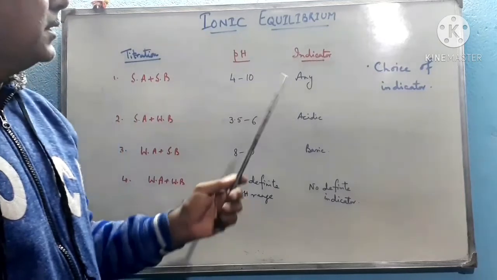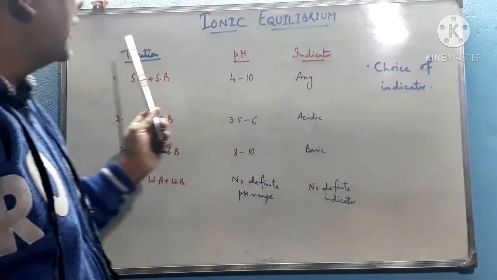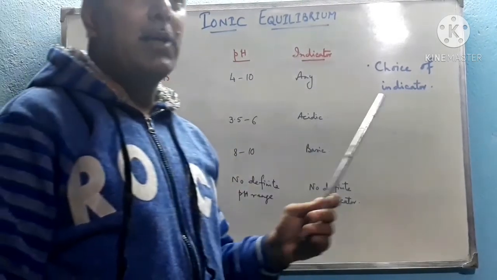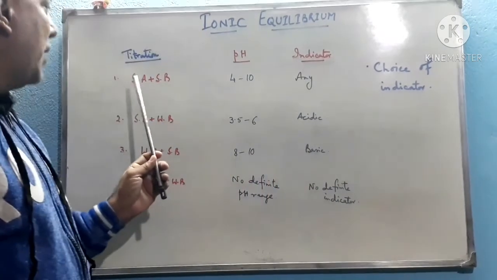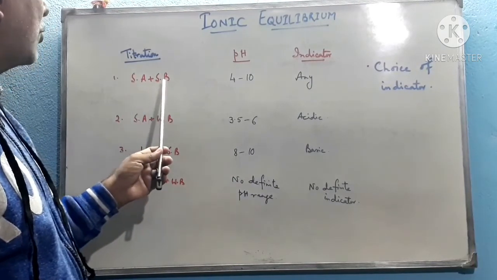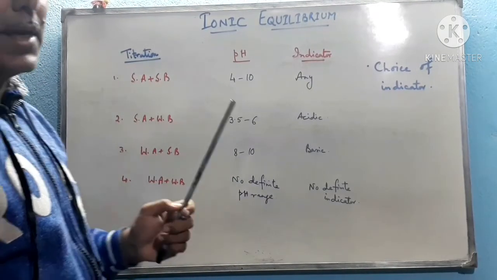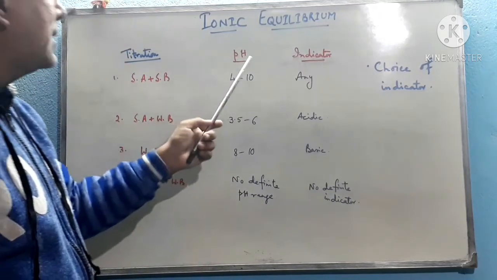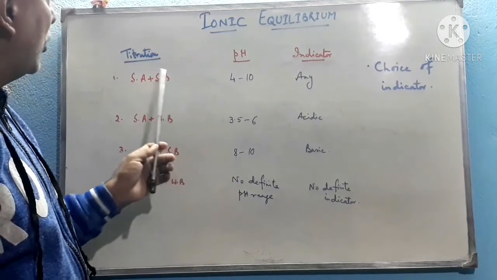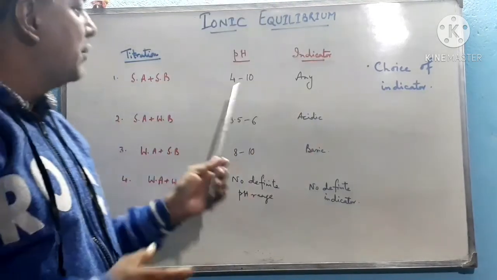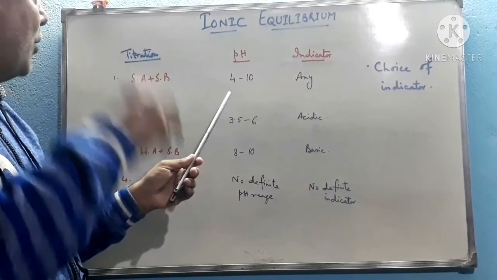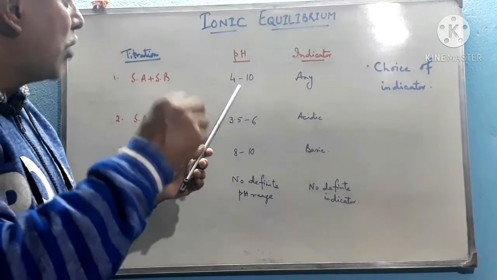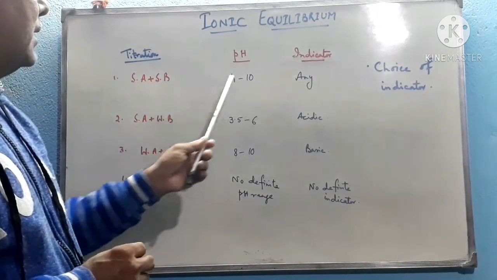Now I am discussing the choice of indicator regarding the titrations of acid and base. In an acid-base titration, we need an indicator to indicate the endpoint of the reaction. First, using strong acid and strong base, like HCl and NaOH. If such a titration occurs, then the pH range becomes 4 to 10. Whenever the solution is acidic, it is about 4, and when we add strong base dropwise, at the neutral point pH becomes 7, and with one drop of excess base, it becomes 10.